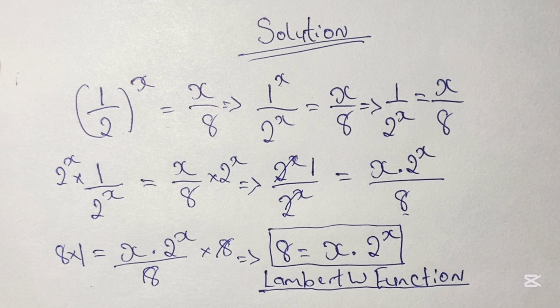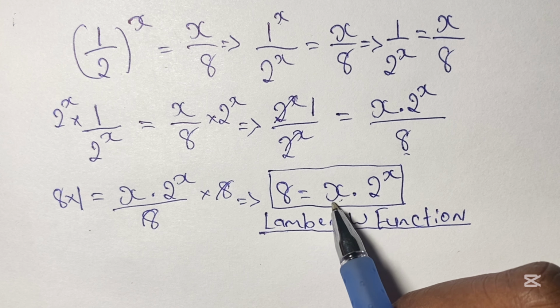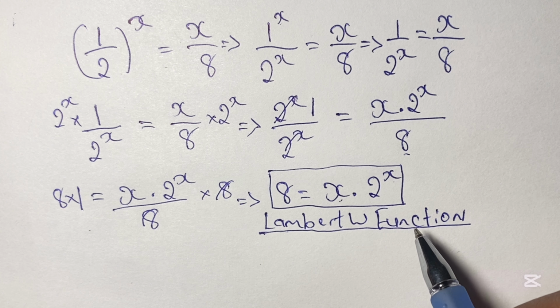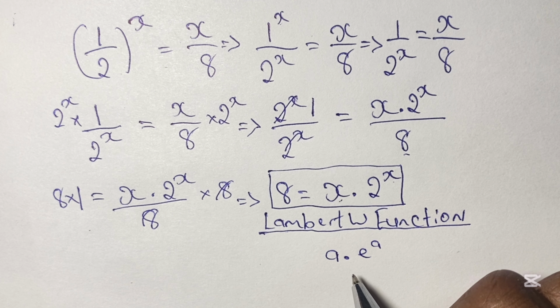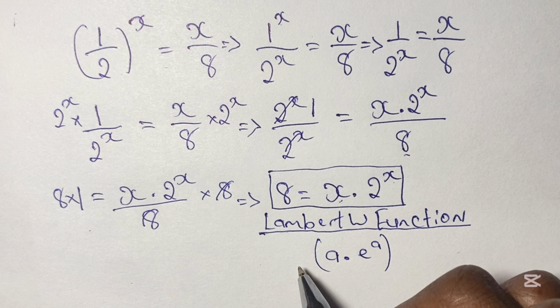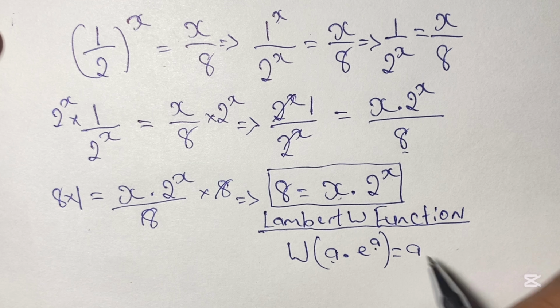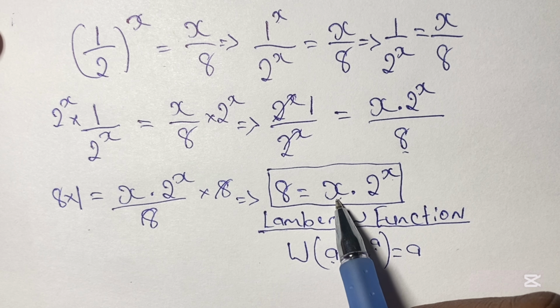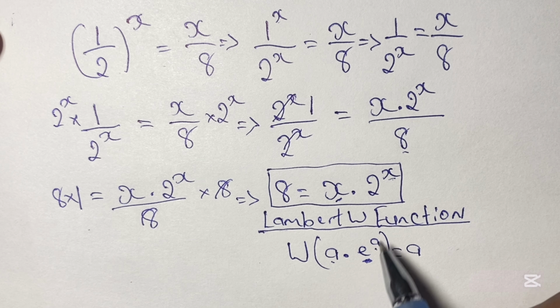This special kind of function is used to solve equations where the variable is both in the base and also in the exponent. And how this function works is that it works on an expression as a times e to the power of a, where if we have this expression and apply a W function to this expression, the result is a. Now looking at this expression, we can look here where we see this x, this would be our first a, and here also in the power this will also be a. But what we don't have is our e.